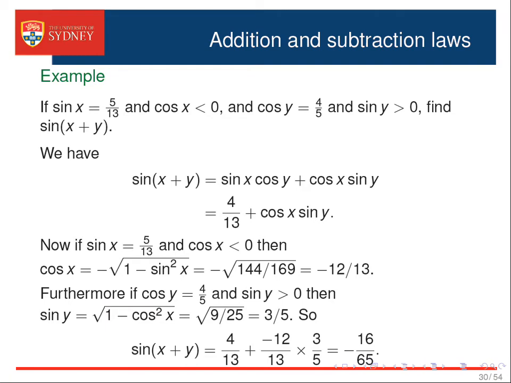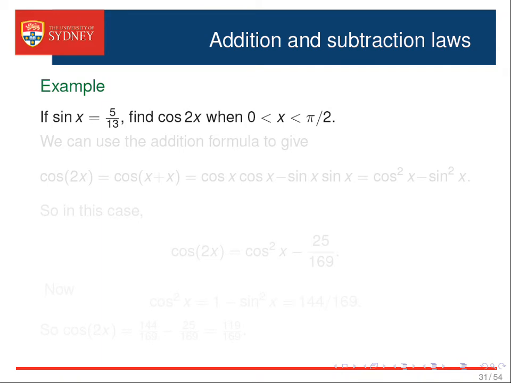We can now piece together sine of x plus y from all of this information. Cos x sine y is minus 12 on 13 times 3 on 5, so sine x plus y is 4 on 13 minus 36 on 65, which, using a calculator, is minus 16 on 65.